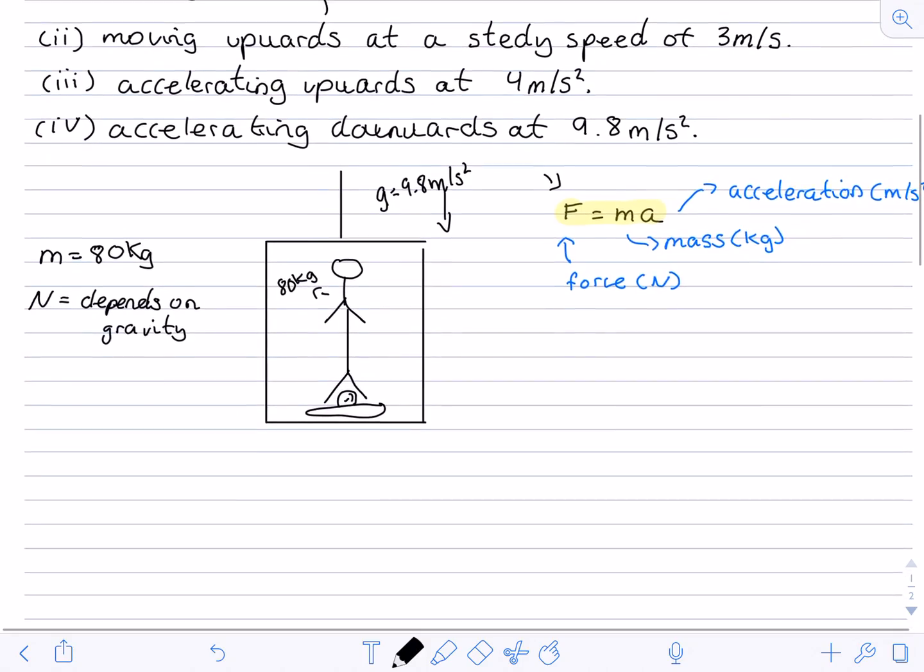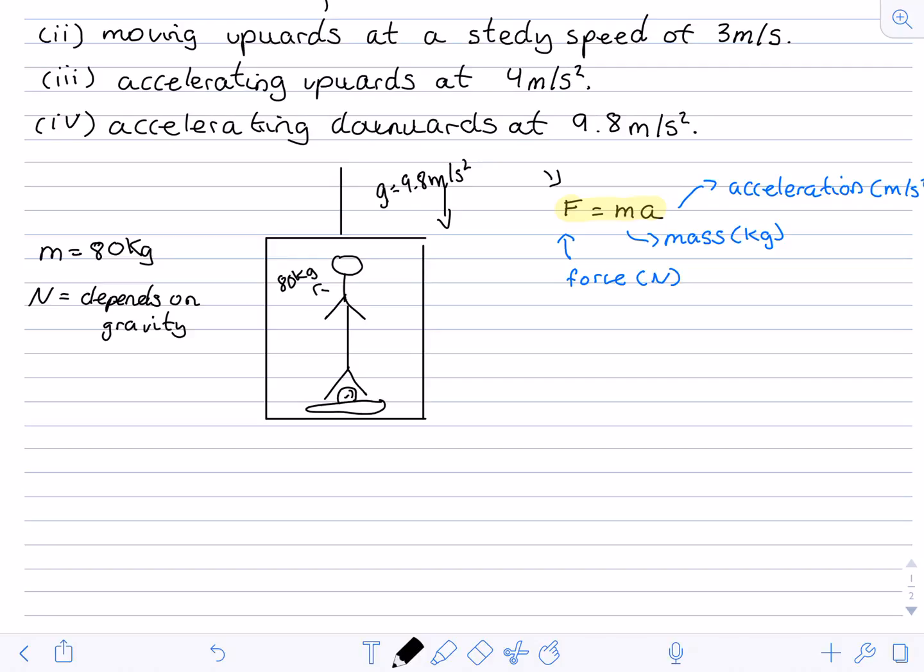Okay, at 4 meters per second square, which is in part 3. Let's say the elevator is moving upwards, so the acceleration is going to be 4 meters per second square. Well, this is actually different, okay? Because the gravity this man is going to experience is going to be 9.8 meters per second square, which is gravity, plus 4 meters per second square.